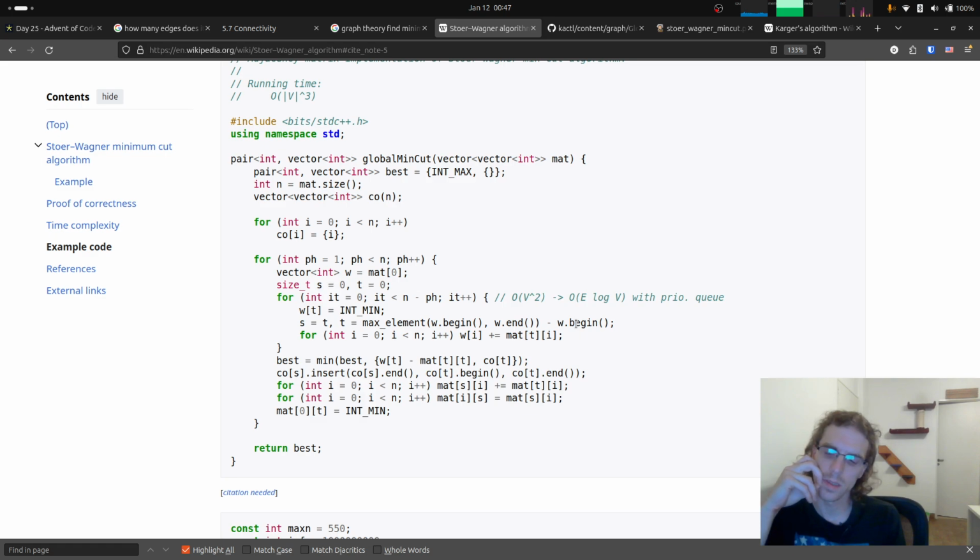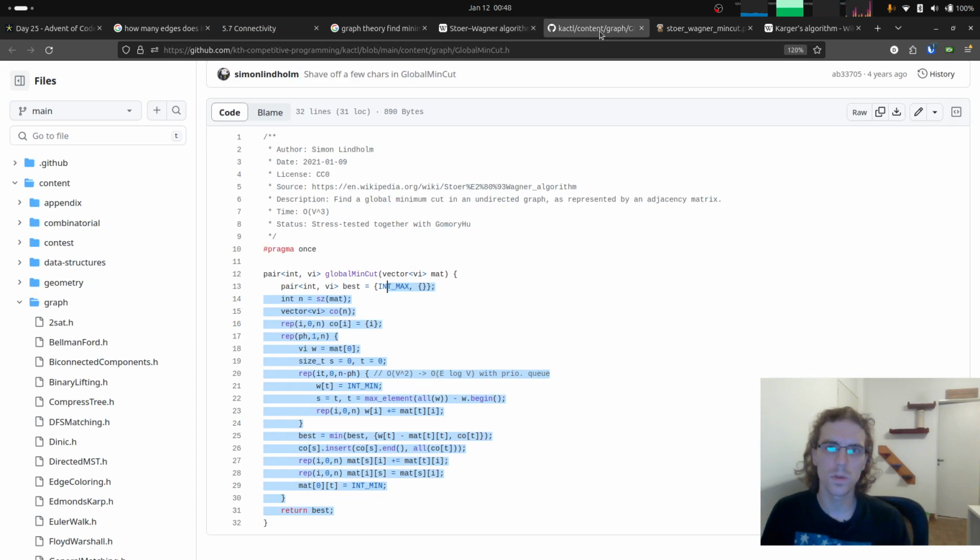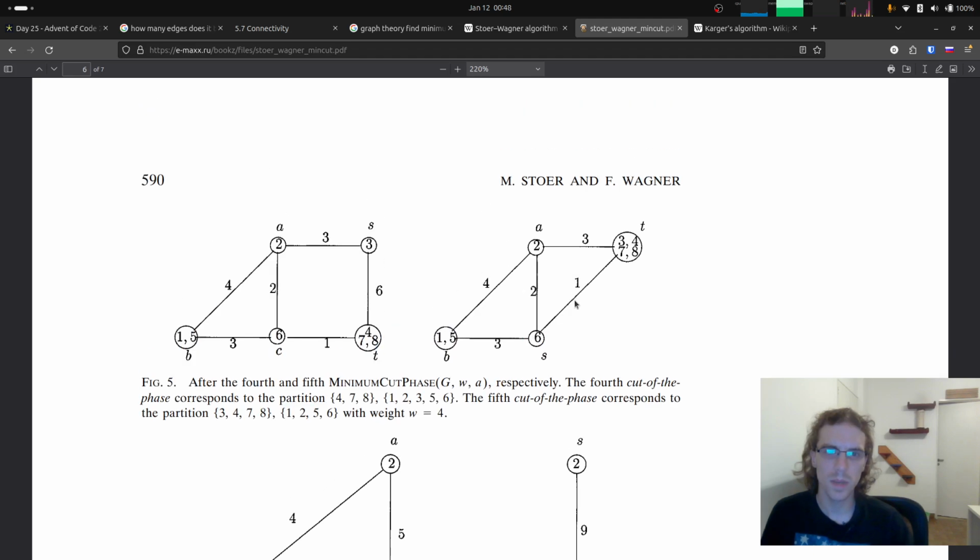Okay, so once we have the minimum cut, we should also know how many components are in each side. When we do the cut, we were following this on the great paper. This is the 5th case. When we do this cut, we actually kind of know how many components are in here.